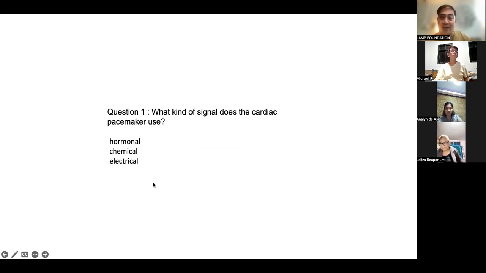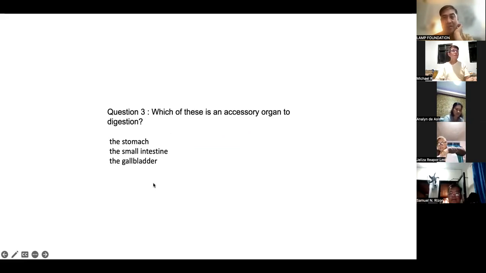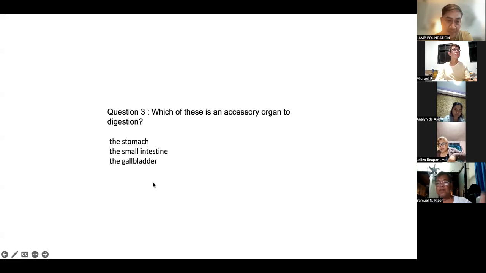What kind of signal does the cardiac pacemaker use? Electrical, Doc. What is a thrombus? Blood clot. Which of these is an accessory organ to digestion? Small intestine? That is very important to digestion. The stomach, Doc? No. Accessory. Gallbladder, Doc. Gallbladder.